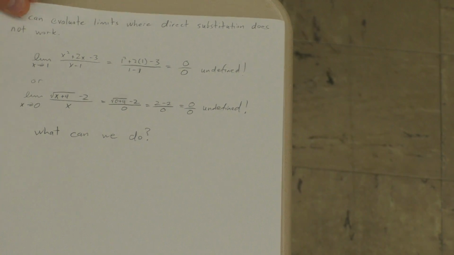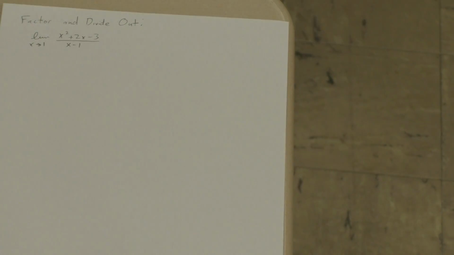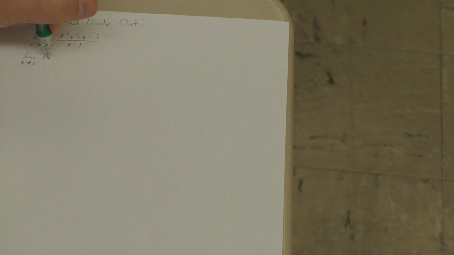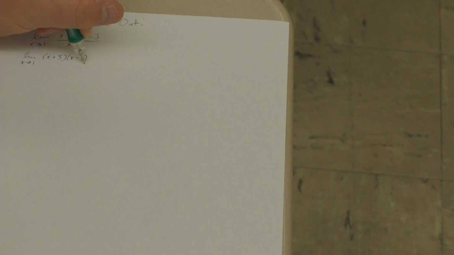There's a couple things we can do. In a problem such as this, if you can factor easily, you can factor and see if something divides out. So let me show you what I mean by that. If I look at this, I can factor this top part. Multiplies to get -3, adds to get 2. Well, that's going to be (x + 3)(x - 1) over x - 1.